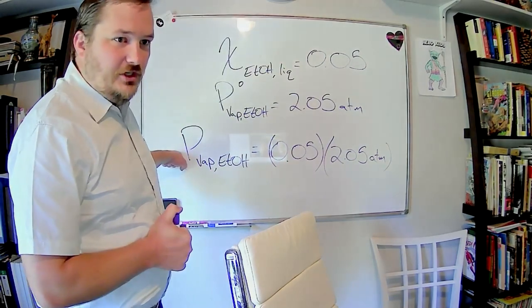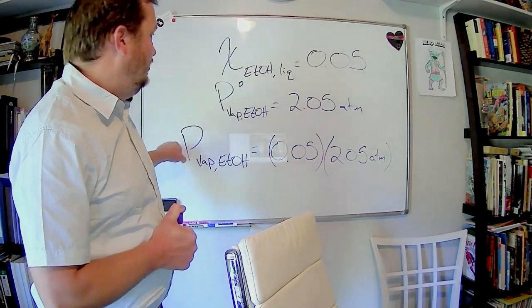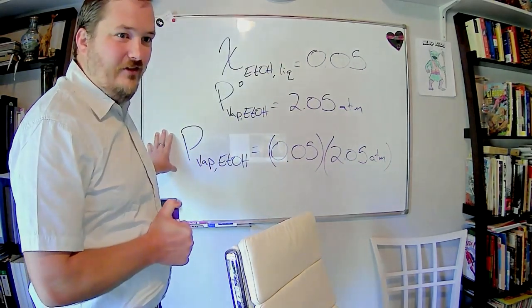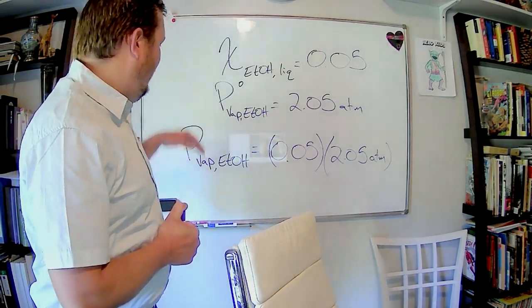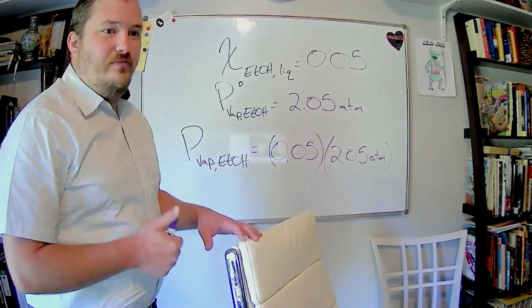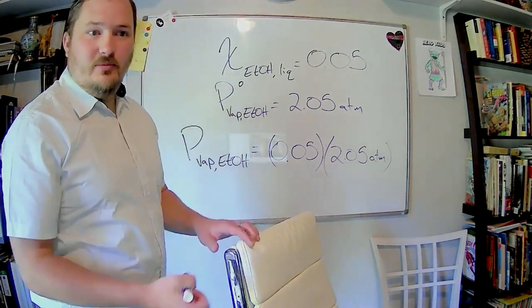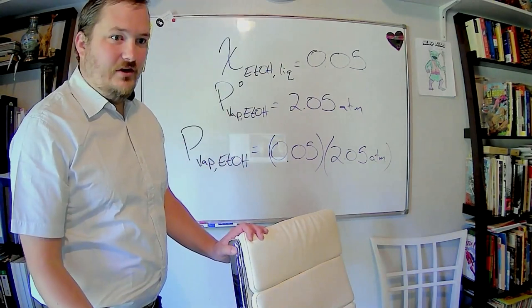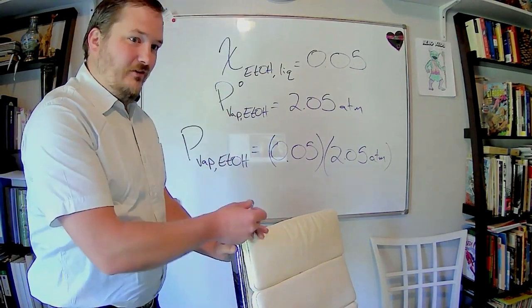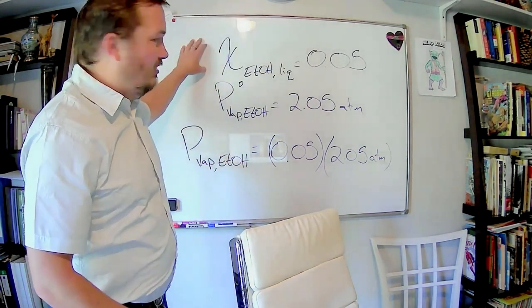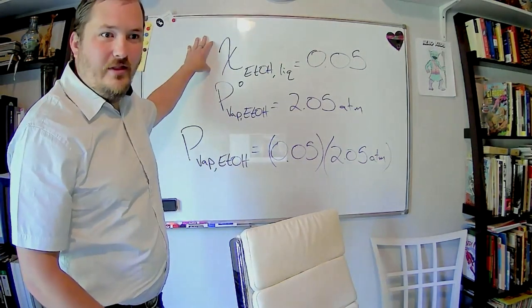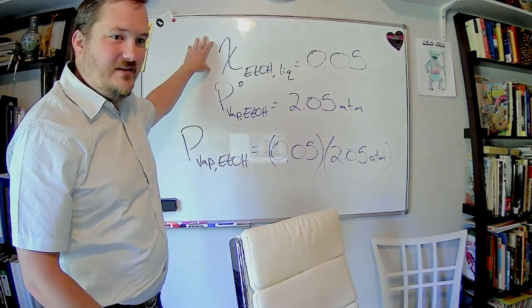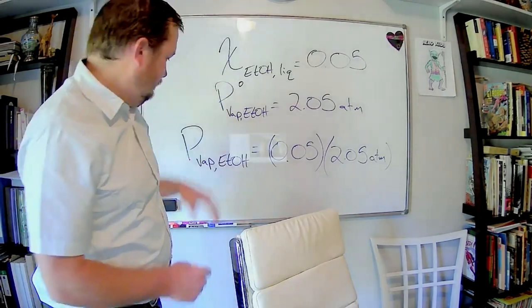Right? So once we get how much ethanol we have in the vapor phase, we'll do the same thing for water. We can then take those two numbers to figure out the mole fraction of ethanol in the vapor phase. This was our mole fraction of ethanol in the liquid phase that we were boiling. In the vapor phase, it's going to be different.